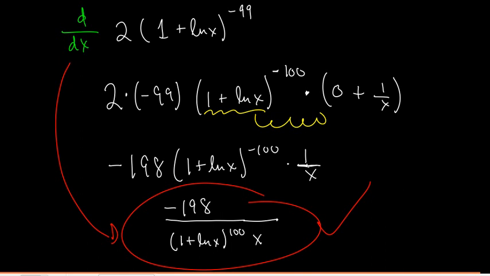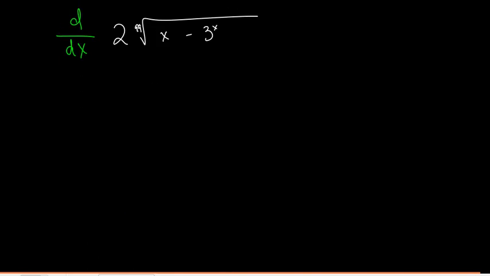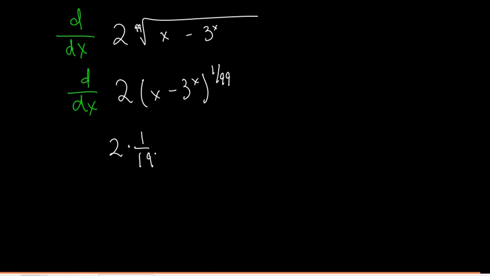One last example. This time we have a power function, but an exponential function is inside. So how's this going to go? Well, anytime you see square roots or radicals, you just convert it immediately to an exponent because you know you're using the power rule. So this 99th root or radical of something is just 1 over 99 power, and we want to take d dx of that, in other words, the derivative. So how's this going to go? You use power rule first, that's 2 times 1 over 99 times x minus 3x to the 1 over 99 minus 1. See, straight up power rule. Now here comes the chain.